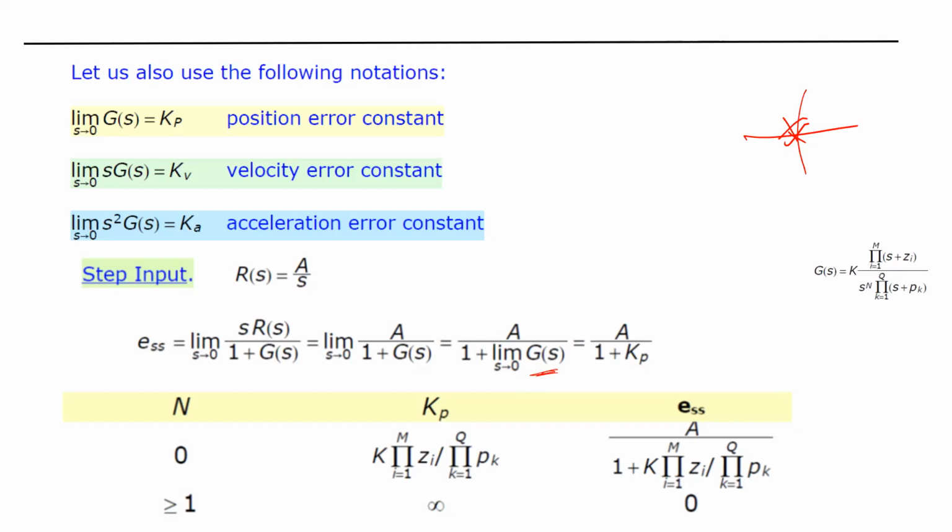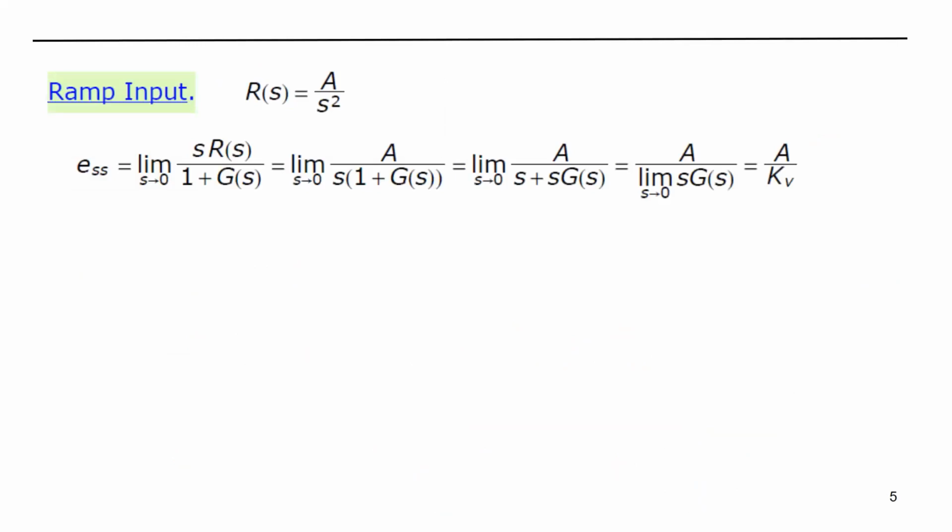So what we are saying is, if my input is a step and my system is of type 0, I will not reach the final value. There will be error in the system. I don't know whether I answered your question. Yes. Okay. Now, let me have.